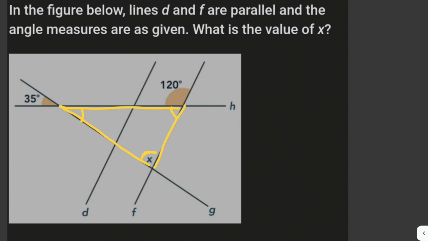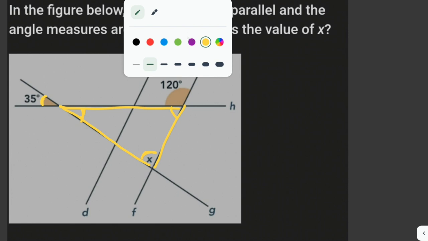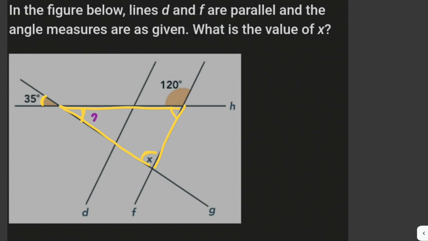So we're given here 35 degrees, this angle here. And lines H and G cross each other and create vertical angles. So this angle here and this angle here are called vertical angles, and vertical angles are the angles opposite of each other that are created when 2 lines cross, and they are always equal. So that means this angle here is also 35 degrees.